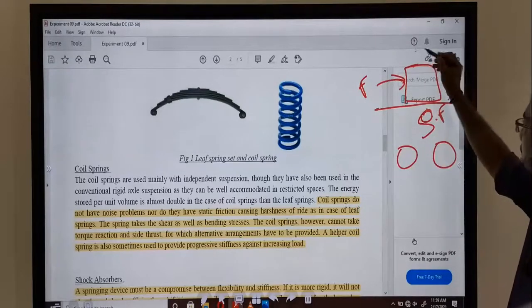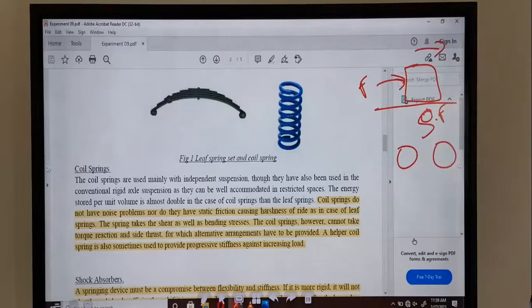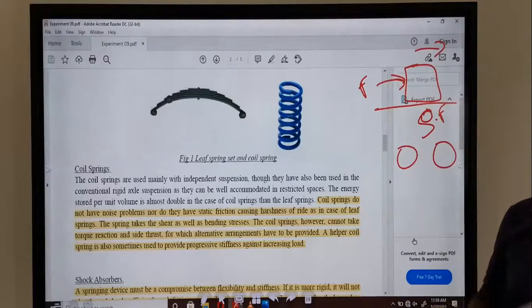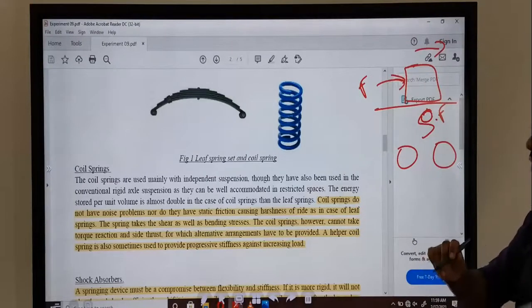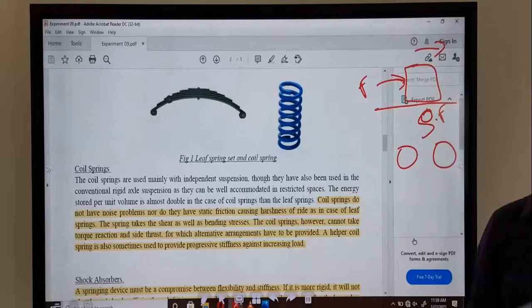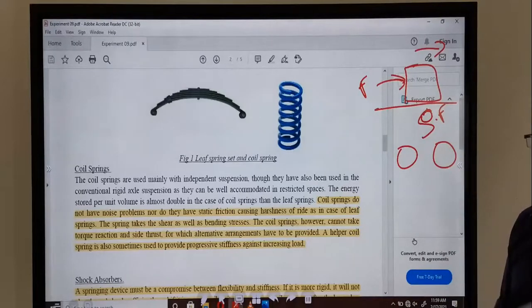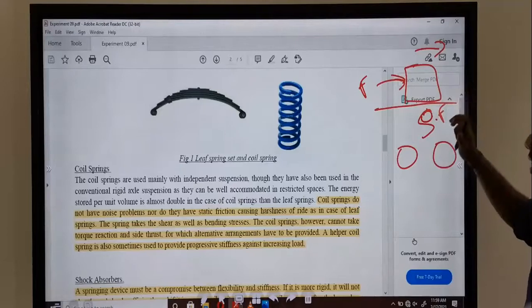At that time, this mass is going to move. Then it is working under kinetic friction. When the object is moving, kinetic friction applies on this mass. Now this is the static. Static means without motion.